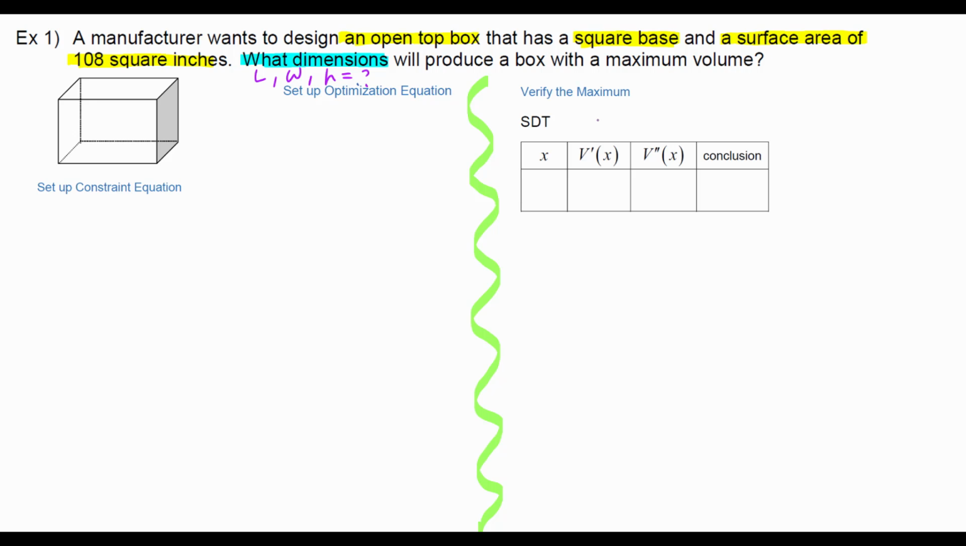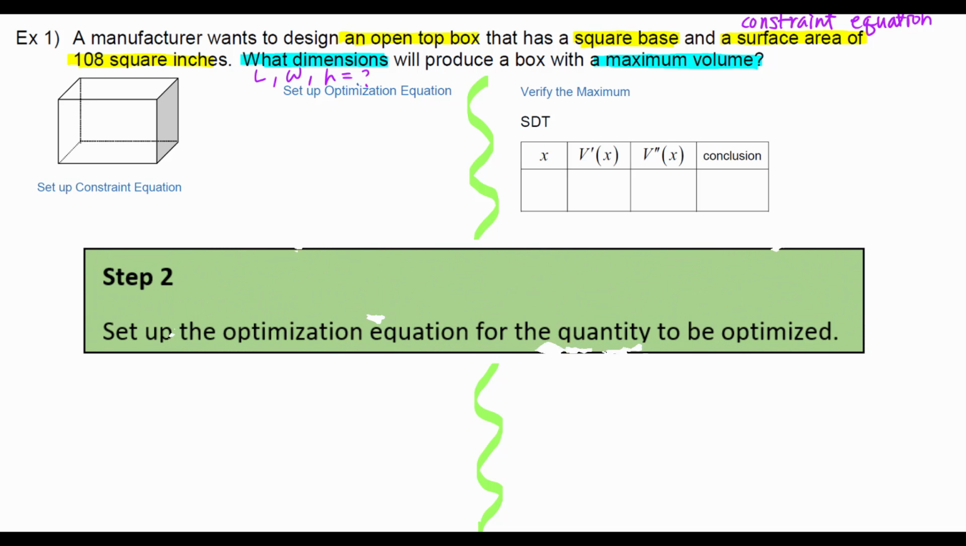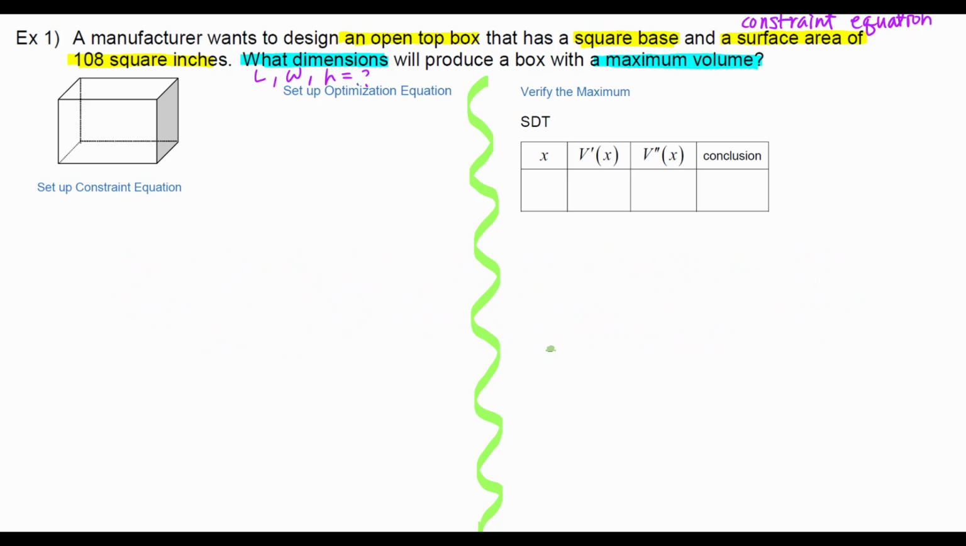So your optimization task for this problem is to maximize the volume of this box. This will give us our optimization equation. And because the surface area of this box is given, that's going to be your constraint equation. All right, so now let's go ahead and do the second step. What was the second step? Set up the optimization equation for the quantity to be optimized.